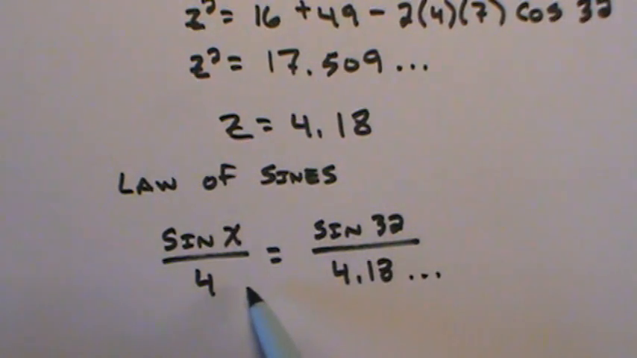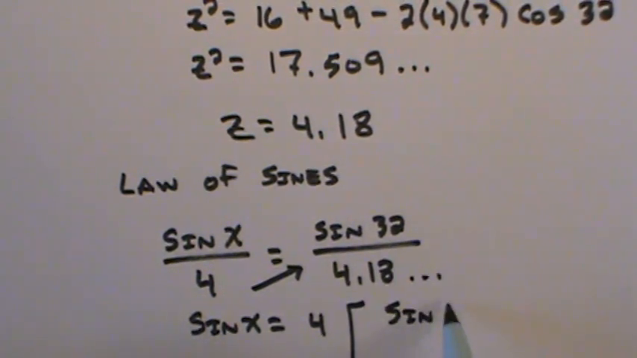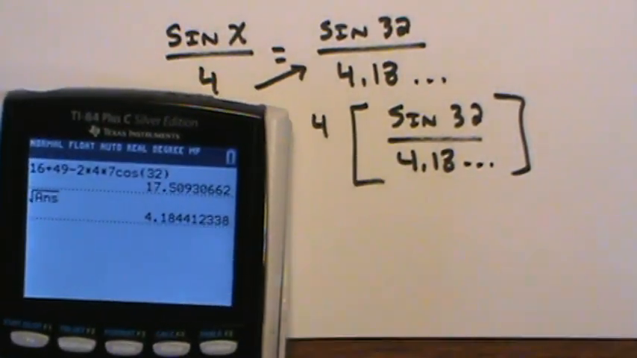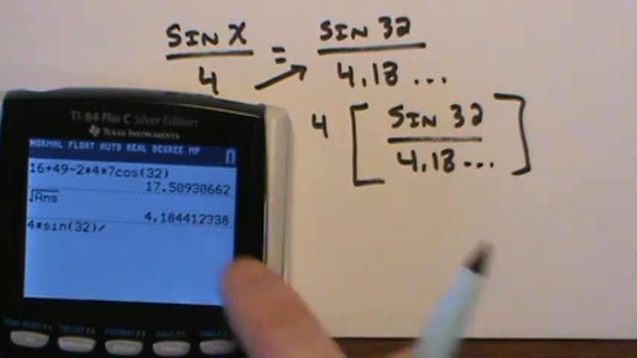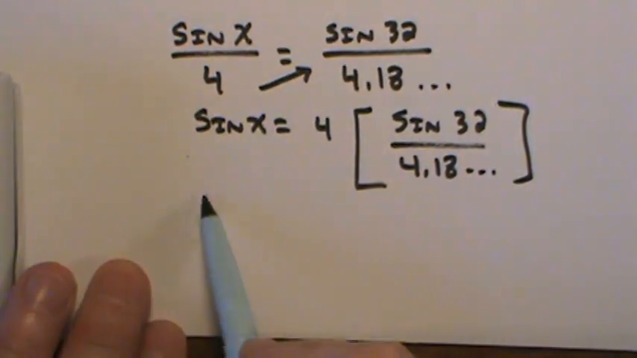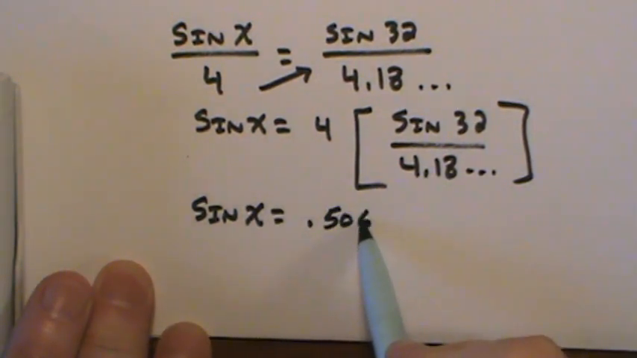And so to solve this, I could simply take that 4 up, go sine of x is equal to 4 times sine of 32 divided by 4.18 and change. So in my calculator, I'll go 4 times sine 32, and I'll divide by that 4 and change number that's on my calculator. So I just go up there, I'm going to highlight it this time. That brought it down here. I hit enter. That tells me that sine of x is equal to 0.5065 and change.